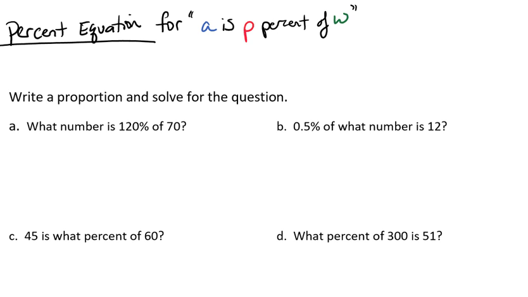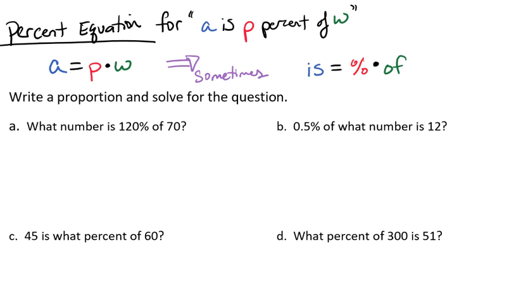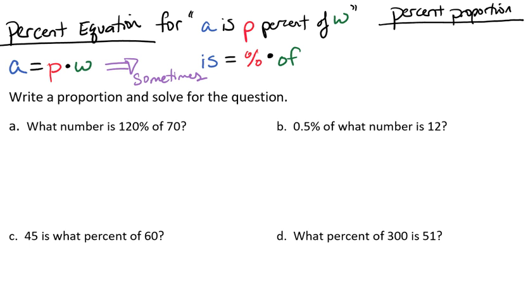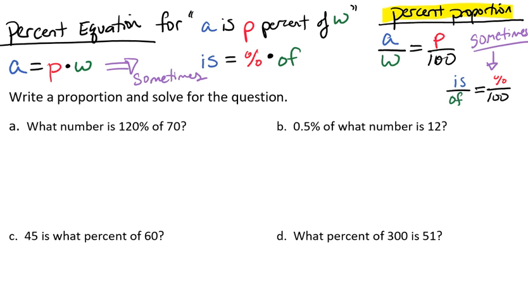So the percent equation for A is P percent of W is written as A equals P times W, but sometimes that's referred to as is equals percent times the of. Now the percent proportion for A is P percent of W is A over W equals P over 100. Sometimes that is called the is over of equals percent over 100. I actually prefer the is over of equals percent over 100 because it's a lot easier to find the numbers I need. So let's take a look at our examples.